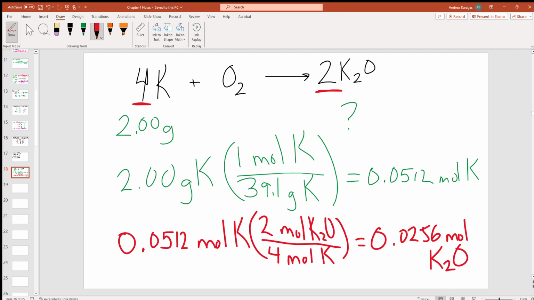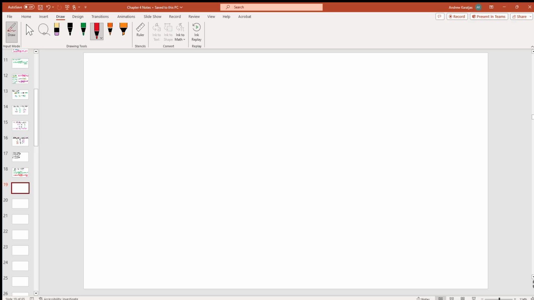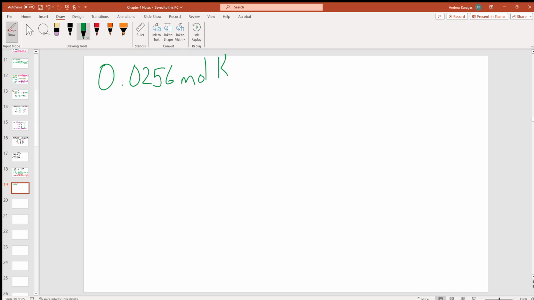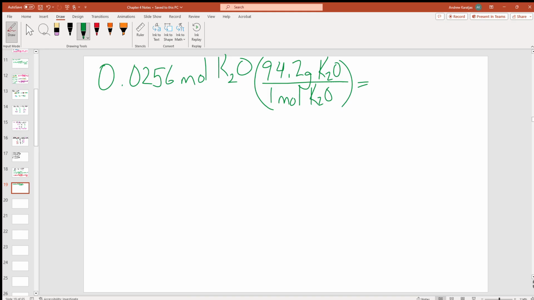So then our final step is to convert from moles of potassium oxide into grams. Again, we would calculate the molar mass of potassium oxide, which in this case is 94.2 grams per 1 mole. And as a result, we find that we would form 2.41 grams of potassium oxide.